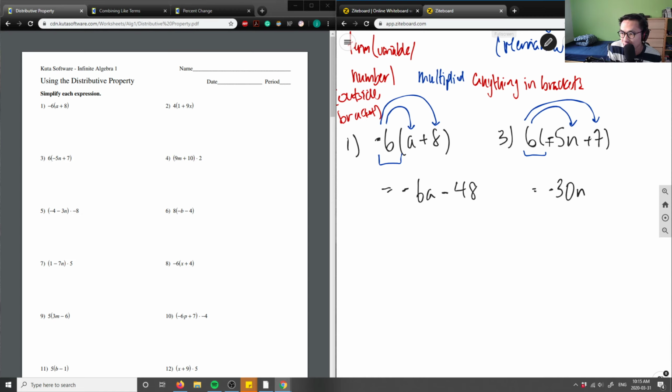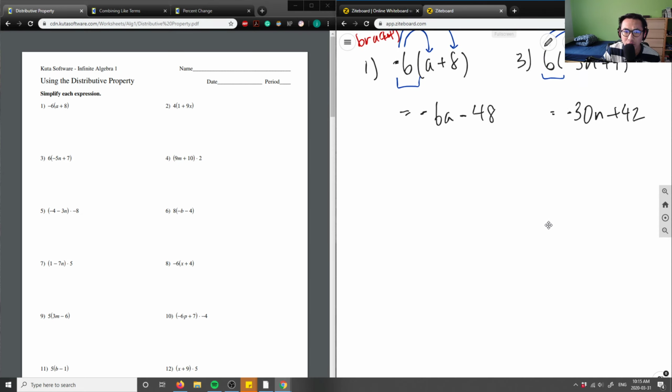And then we have 6 times positive 7. That's going to be obviously equal positive 42, right? So I have to write the plus here, plus 42. I can't just write 42 because I need the operation in this case. Otherwise, I'm just going to get something like this, and minus 30 and 42 does not mean anything. It has to be plus 42. There should be an operation here that says plus 42. So that's my answer for number 3.